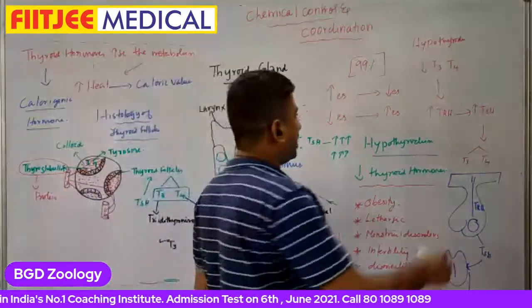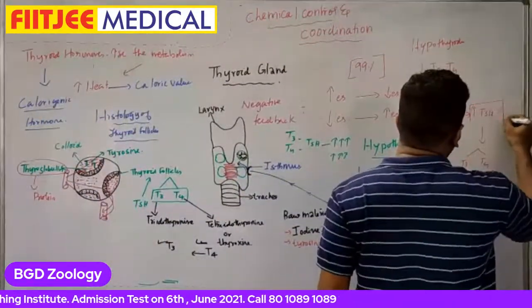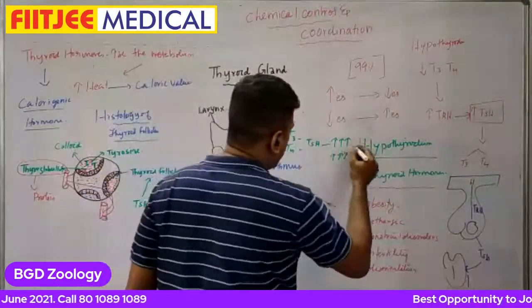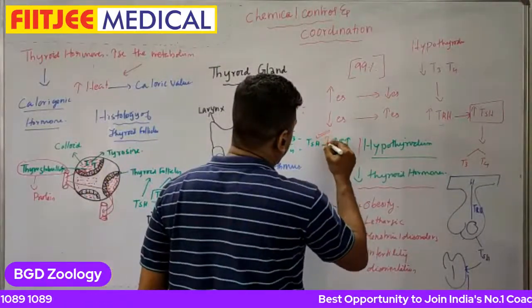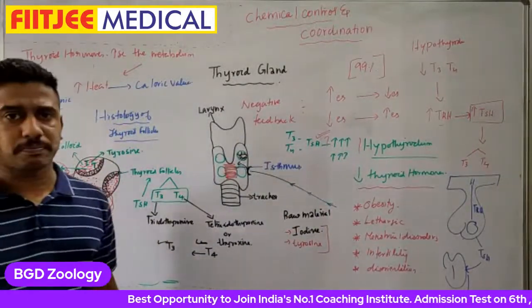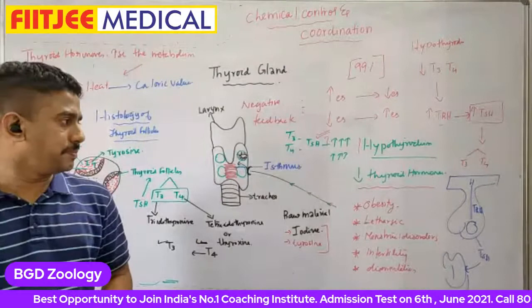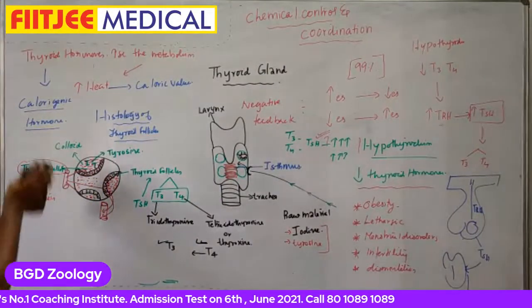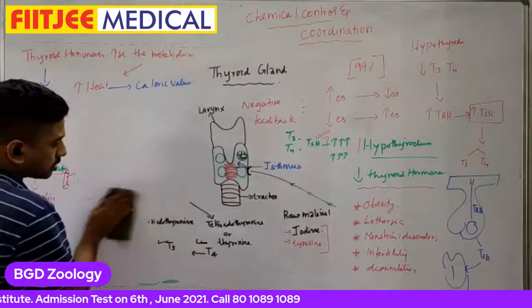So that's why I told you, when you check the blood of this hypothyroid patient, the TSH value will be very, very high. That point you have to remember. Clear? Now, moving on to the next one, hyperthyroidism. So listen everyone.